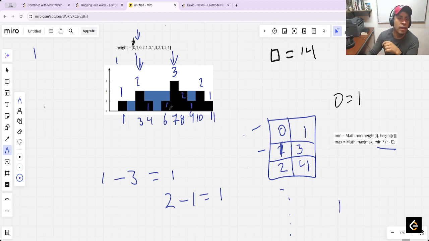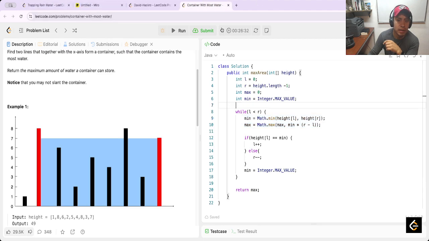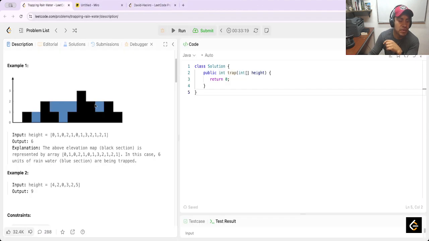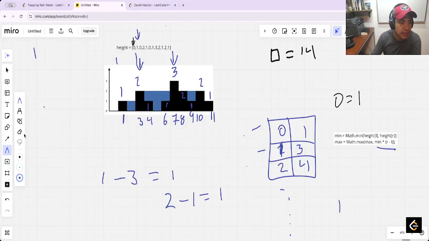Now, the question, I am only checking this previous problem, but the question is how many squares or how many slots can have water in these containers. For example, here is 1, 2, 3, 4, 5, 6, and the answer is 6. This is the idea with this problem.